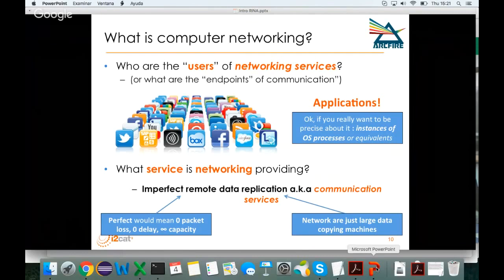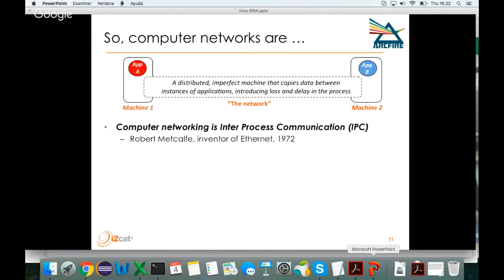Okay, so you have an application that is in one place, another application that is in another place, and if the network was perfect, it would copy all data from application A to application B, providing zero packet loss, zero delay, and infinite capacity. Of course, networks are not that perfect, so they all introduce loss, delay, and have a limit on the capacity they can handle.